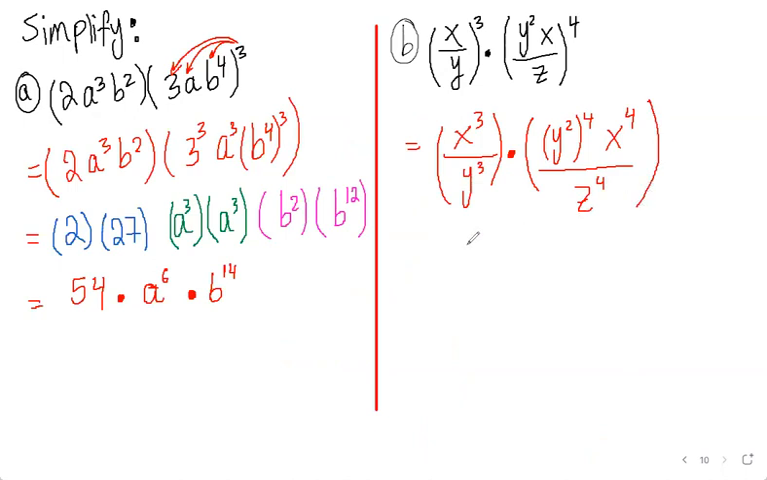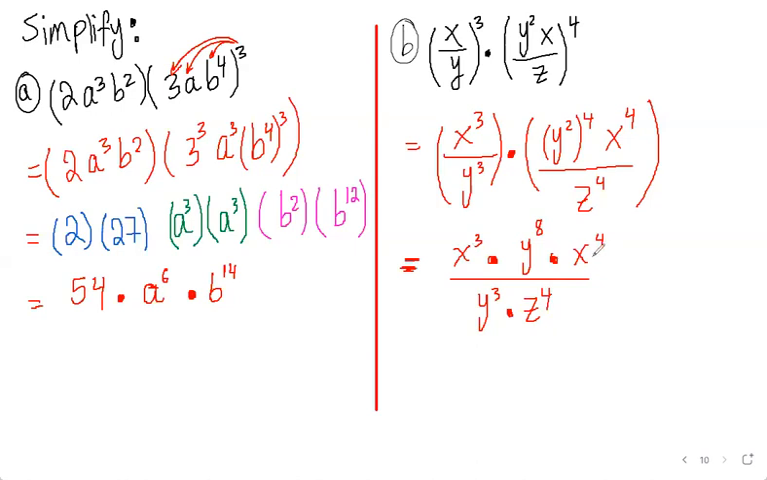Now let's combine the same variables, I mean the same letters, to each other. Oh, before I combine, let me simplify and multiply the numerator together and the denominator together. I make it one fraction. So this is equal to x to the power 3 times y to the power 8, because we multiply 2 by 4, that gives me 8, times x to the power 4, everything over y to the power 3 times z to the power 4.